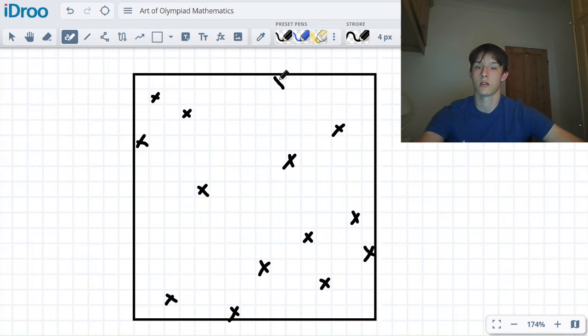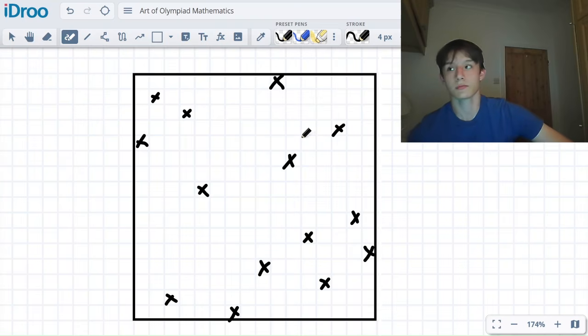Okay, we have our board. Now we're trying to find the minimal amount of rectangles we need to cover this. And we're trying to show that it's more than n squared minus 2n plus 3.